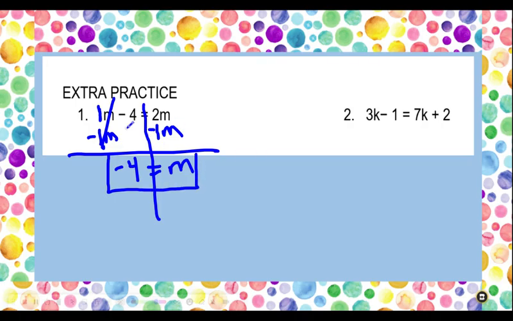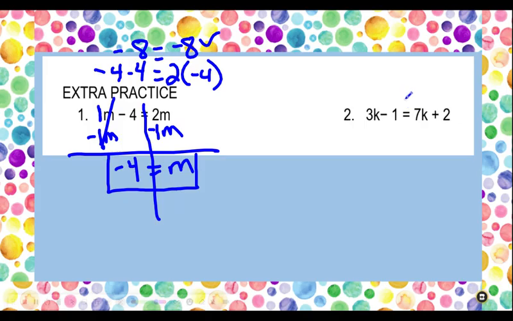Remember, you could substitute in to make sure you get the same answer on both sides. So negative 4 minus 4, does that equal 2 times negative 4? Well, negative 4 minus 4 is negative 8. And 2 times negative 4 is negative 8. Check.